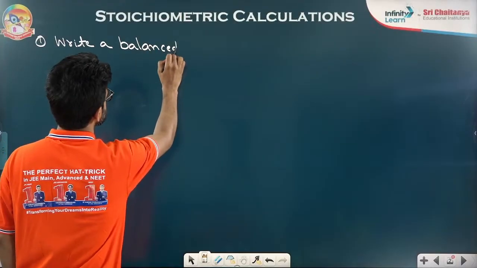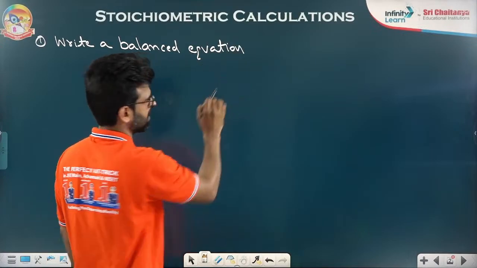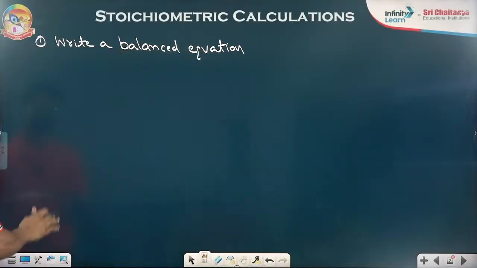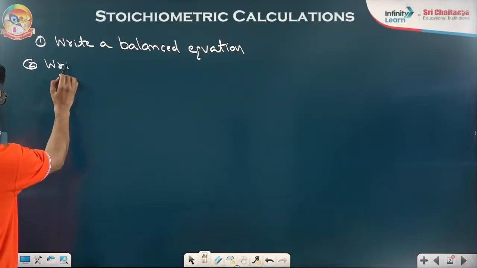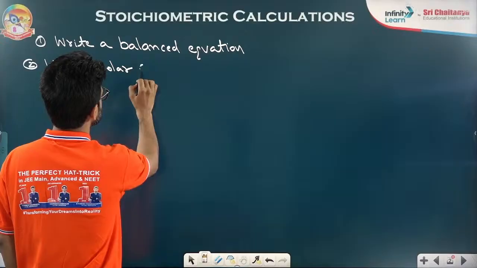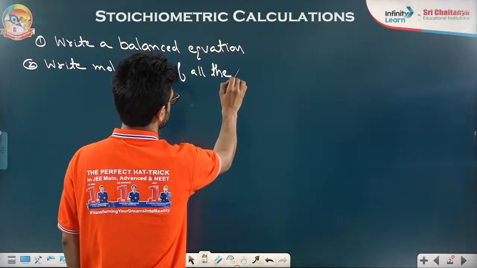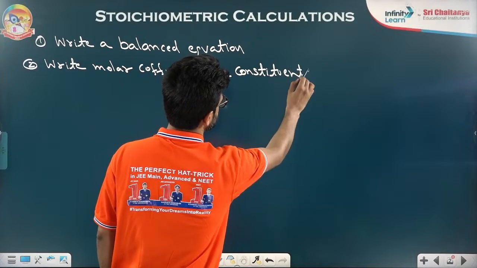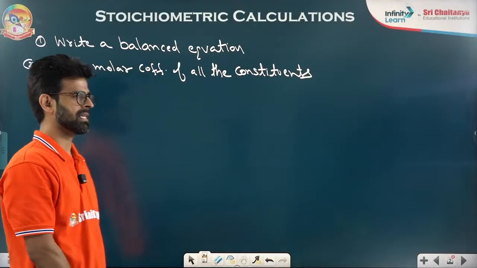Whenever they give some question on this, write a balanced equation of the given reaction. I'm saying how many steps it will take. So first of all, you have to balance the equation. Second thing is write the molar ratio, or I will say write the molar coefficients of all the constituents. So main thing is we have to balance the equation. If you are having an unbalanced equation, then definitely you can't get the right answer.